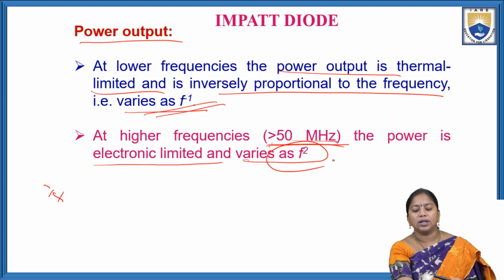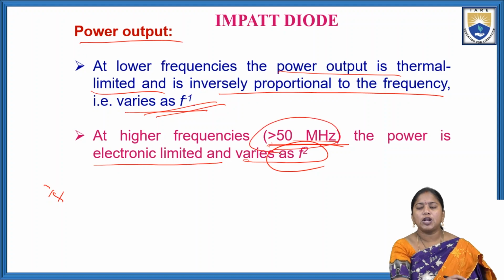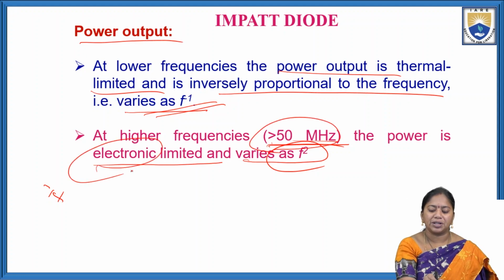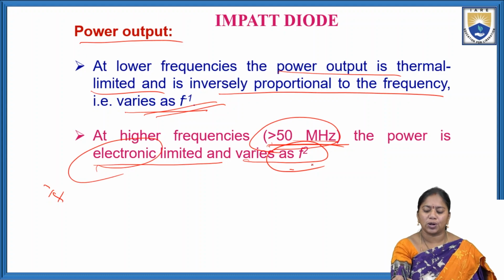So, at lower frequencies, the power is thermally limited, which is inversely proportional to frequency. At higher frequencies, at greater than 50 MHz, the power is electronic limited and it varies as the F square.